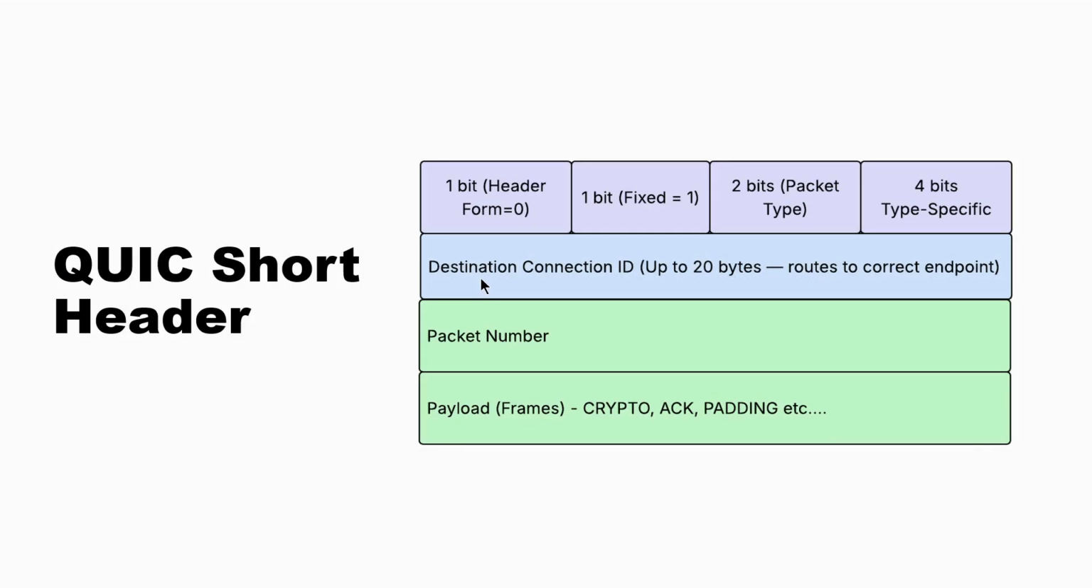After the handshake completes, QUIC switches to the short header format. Unlike the long header, the short header consists of very few fields because the connection has already been established, and it mainly includes the destination connection ID, the packet number, and the frames, which include crypto, ACK, padding, the things that we saw in the long header format.